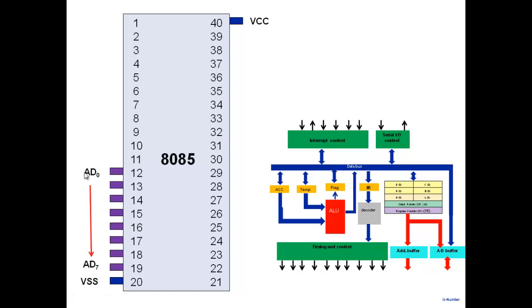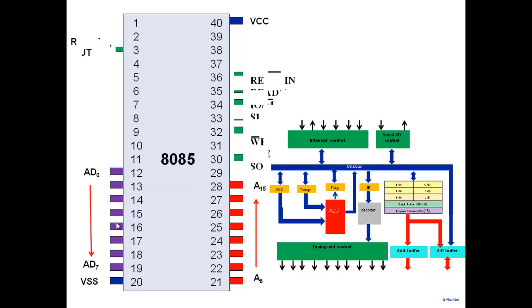Note that these are the address, and when we call it AD, it means that these pins serve both as address as well as data. AD0 to AD7. So these are address as well as data pins. On the other hand, these are pure address pins. These are the upper byte of upper bits of address, and these will carry the lower bits of address. Okay, so these are the address and the data here.